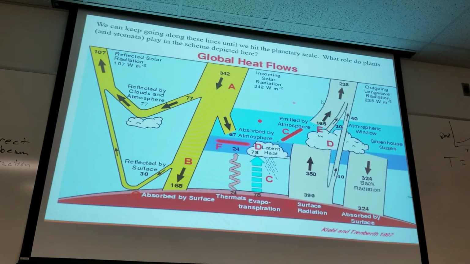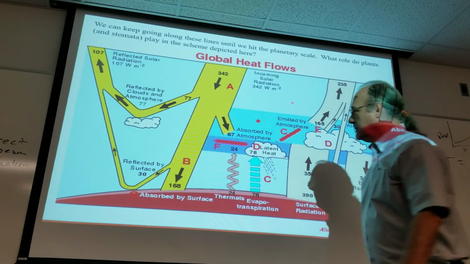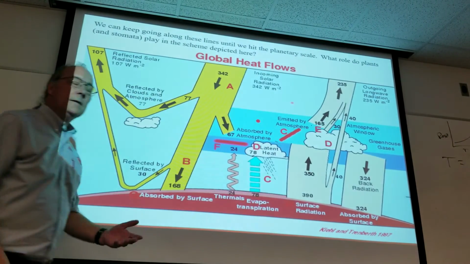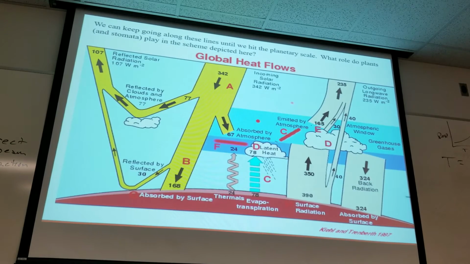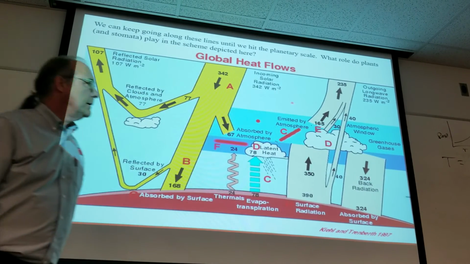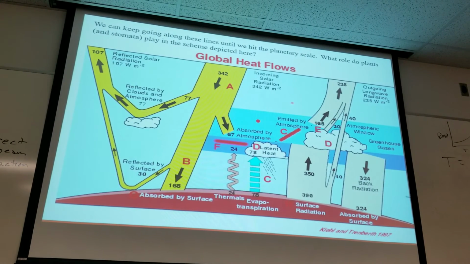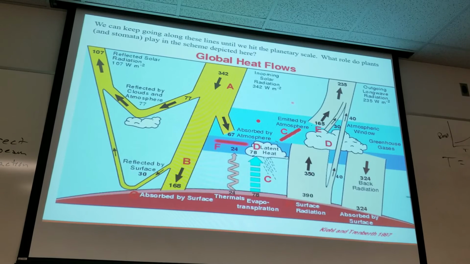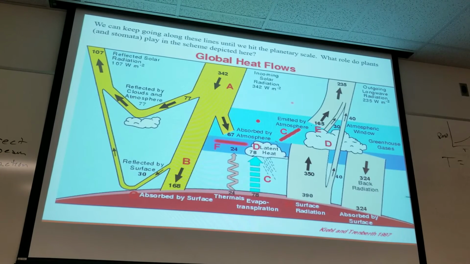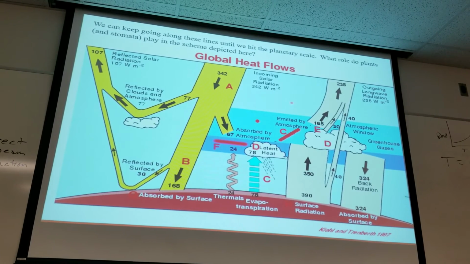And my question to you is, okay, here's the surface of the earth. We know that stomata are important in partitioning energy on a canopy scale. What about the global scale? What role do stomata play in this global partitioning of energy and CO2 and radiatively important gases like methane? So I leave that as an exercise for the reader.